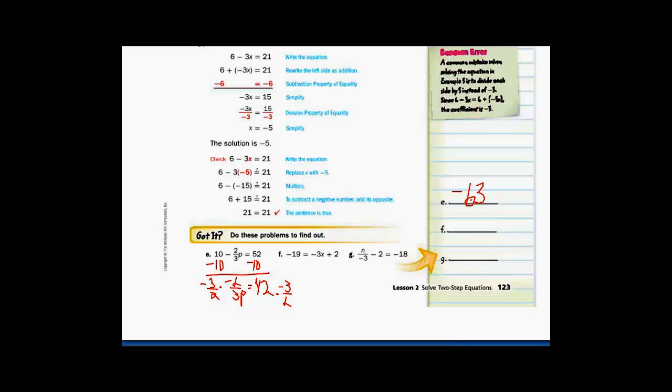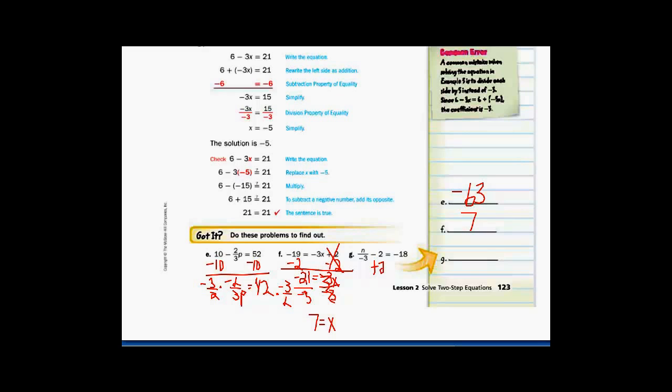F, I need to subtract 2 from both sides. Remember, we're keeping the x by itself until the very end. Again, this is a -19, -2, that is a -21. So it's not going to be -17. So make sure you catch that. -3x is the only thing left on the right-hand side. Divide by -3, divide by -3, those cancel. Negative divided by a negative is a +7. So F is 7.